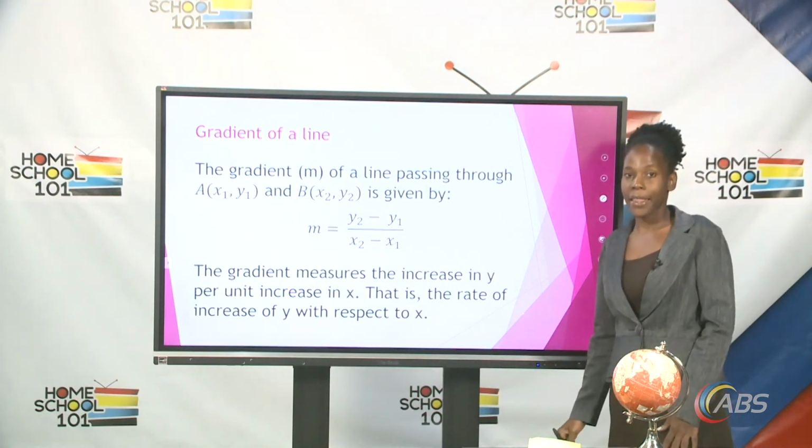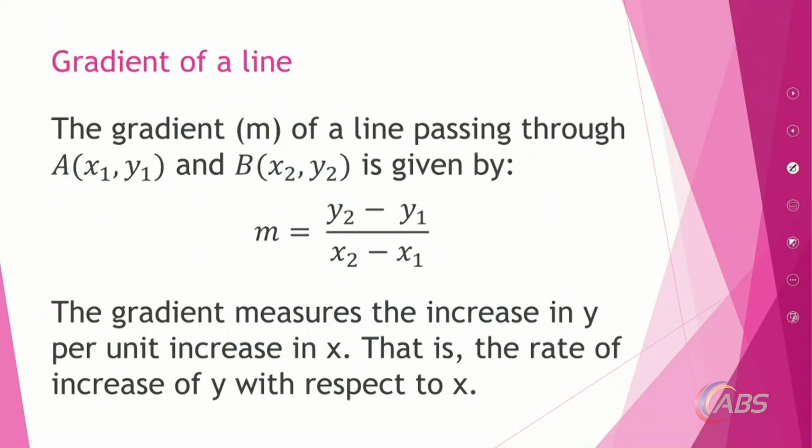We will then look at the gradient of a line. We refer to a gradient using the symbol m. The gradient of a line passing through 2 points, A and B, is given by this formula: m is equal to y2 minus y1 divided by x2 minus x1. It is simply rise over run. The gradient measures the increase in y per unit increase in x. That is the rate of increase of y with respect to x.